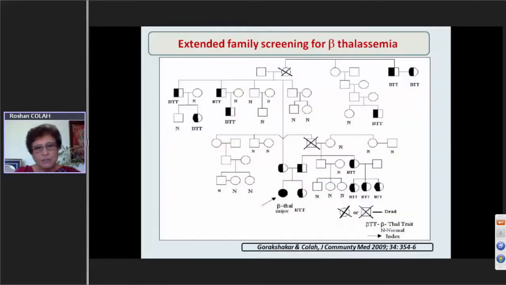This shows an example of cascade screening where, starting with one homozygous child, you can go back and look at the family members. Here you can see it's a very large family, and you can identify a large number of heterozygotes, even those in the younger age group. So this is also another cost-effective strategy for screening.